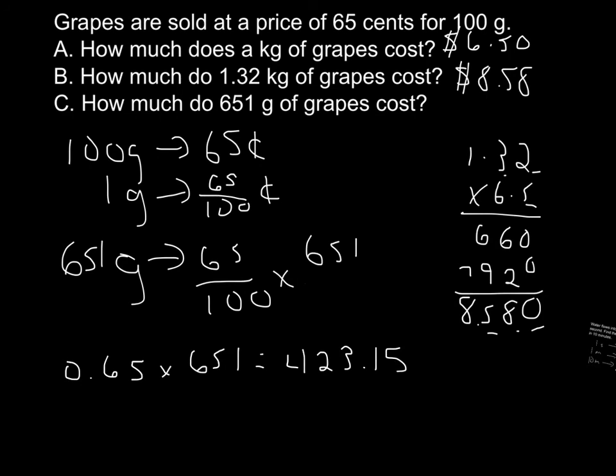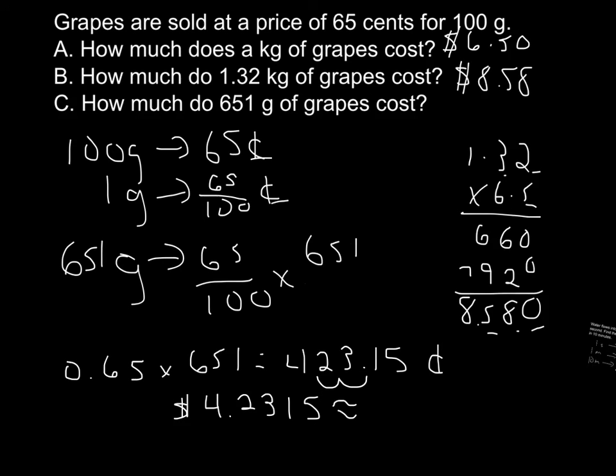And I've talked a lot about paying attention to units. 423.15 what? Well, what's our unit? It's cents if we look above. Now, I don't like that answer, 423.15 cents. And so what we can do is we can make that into dollars. To make cents to dollars, we just move the decimal 2 places, and we get 4.2315.